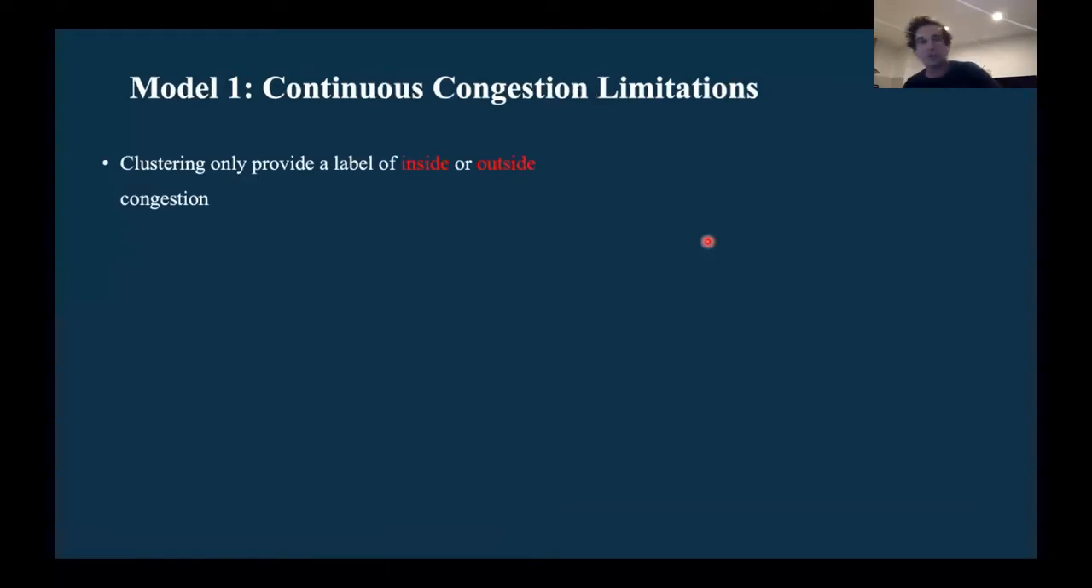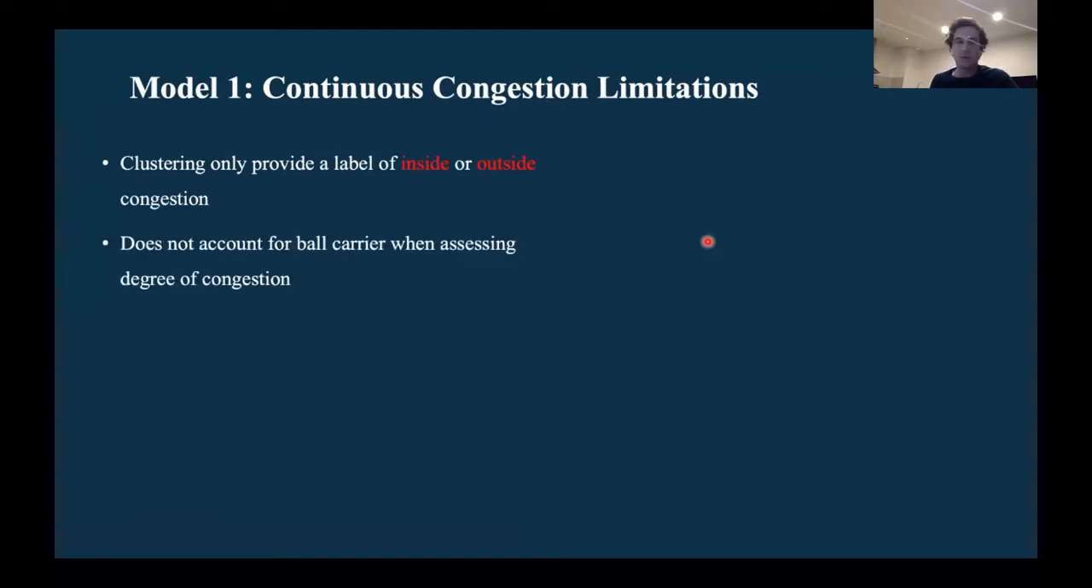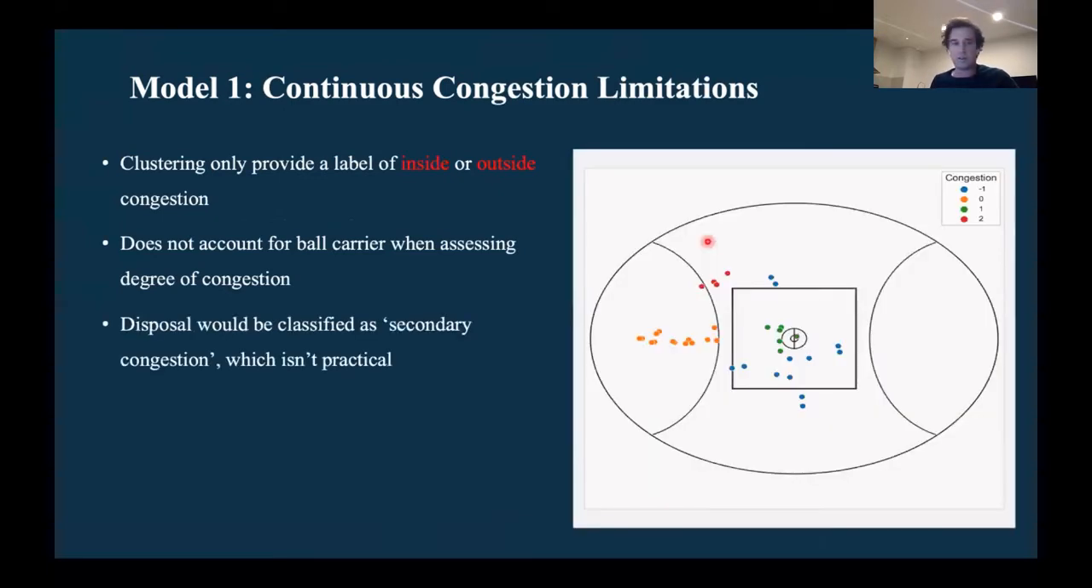So the limitations with this model: we only get a binary output, so a player can only be identified as inside or outside congestion. And it also doesn't account for the ball carrier when we want to assess the level of congestion that a player may face. It just determines the density of players independent of where the ball is.